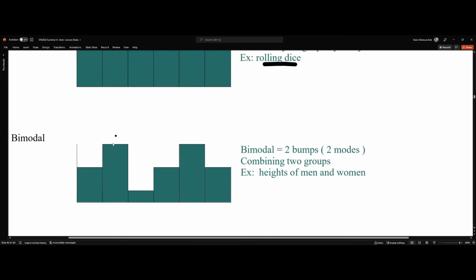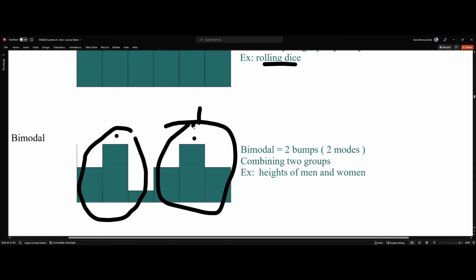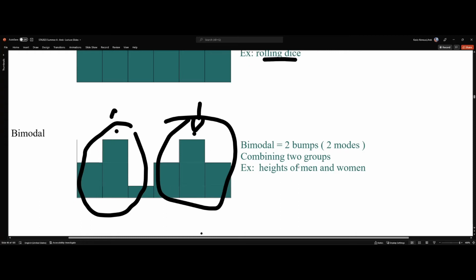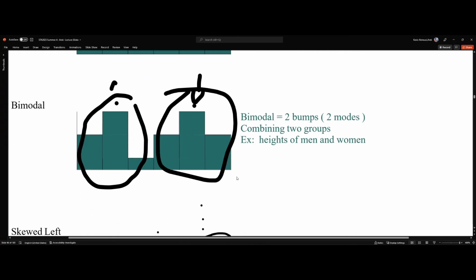Then we have the bimodal, which has two tops, two modes, two maximums, and this can describe two groups. One group is this, and the other group is this. That's why it has different modes, different peaks. So this can be the population of female heights, or this can be male heights. It's called bimodal and combines two groups.